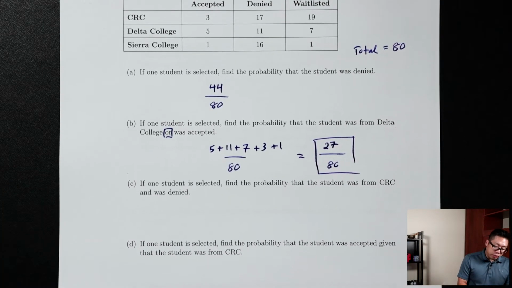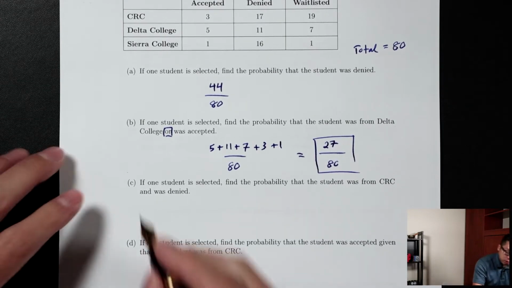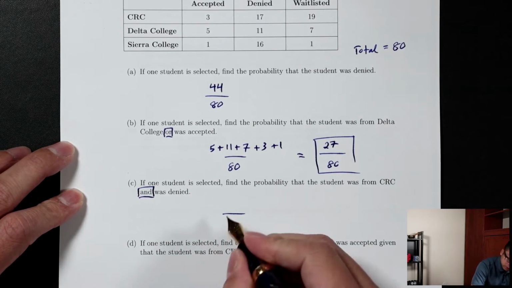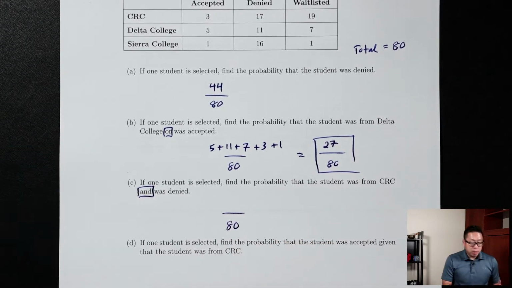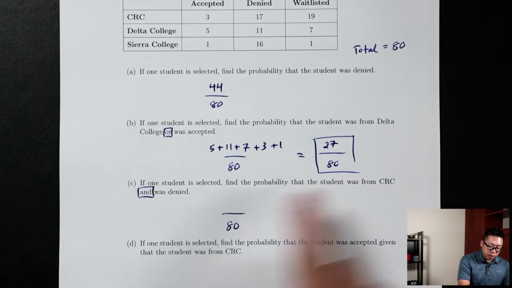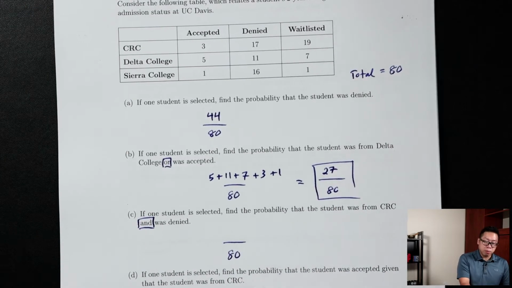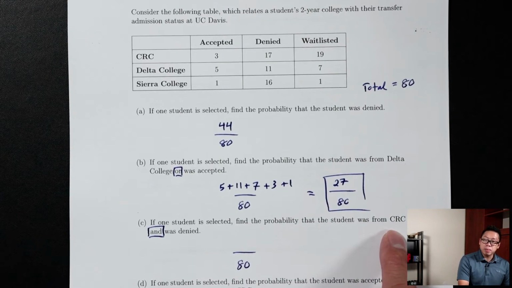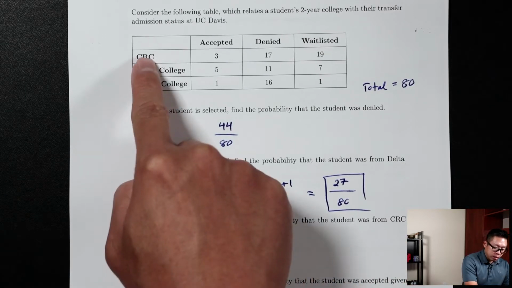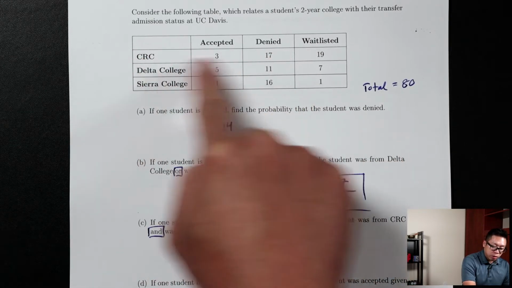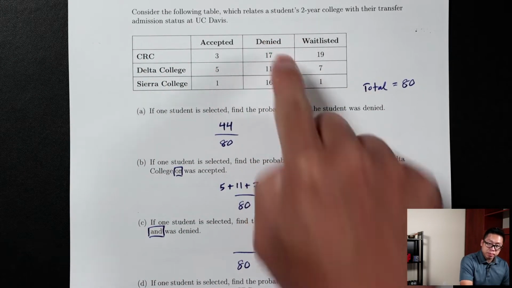Part C, if one student is selected, find the probability that the student was from CRC and was denied. Keyword there is the word and. Bottom is going to be the total of everybody. That's going to be 80. And means that I want both at the same time. So I want the students who are from CRC and at the same time denied. As a hint, ands should be a single number on a table. So CRC denied. These 17 students were from CRC and at the same time they were denied. 17.